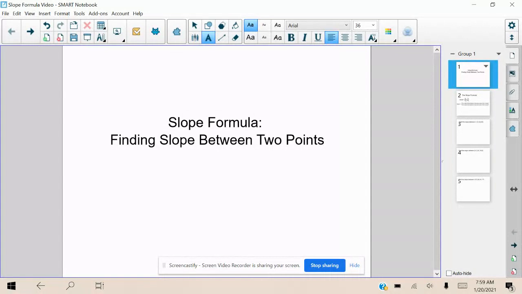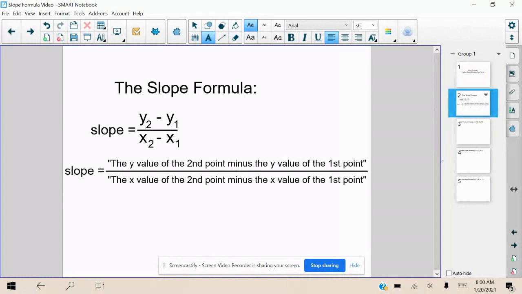But if we're not given a graph, we have to do some calculations. So without further ado, let's go over the slope formula again. So you should copy this down. If it's here, you should be copying this down. So recall the slope formula is slope is equal to y sub 2 minus y sub 1 divided by x sub 2 minus x sub 1.